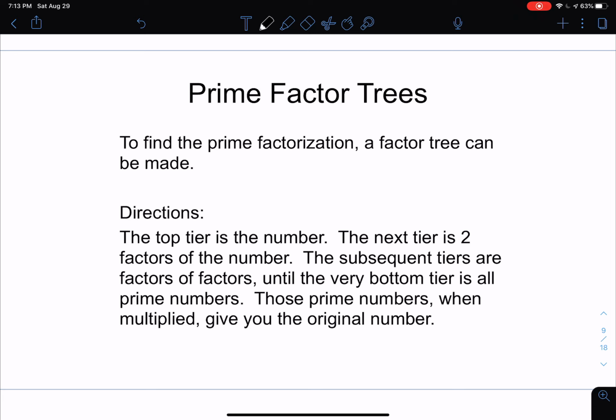And then you keep taking each level or tier and you break down those factors into further factors. And you keep doing this until the very bottom tier is all prime numbers. And those prime numbers will be your prime factorization of the original number.